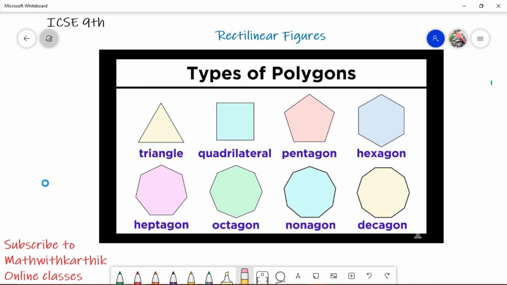Next, what do you mean by polygons? A closed plane figure bounded by at least 3 line segments is called polygon. Based on the number of sides, each polygon is given a name.